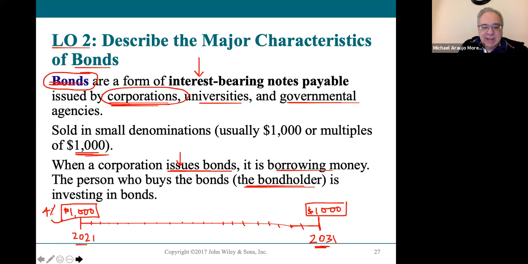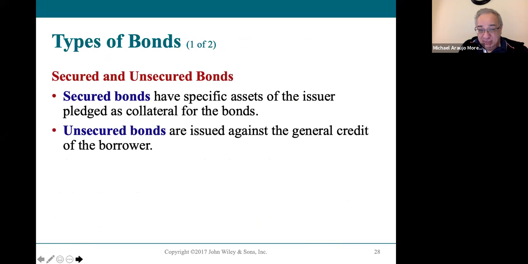Okay. So that's how bonds work in general. There are two general types of bonds. Remember, a bond is a loan from an investor. So a secured bond is a secured loan. What's a secured loan? Well, a secured loan means that the issuer has pledged collateral for that loan. So some type of asset is being pledged for that loan.